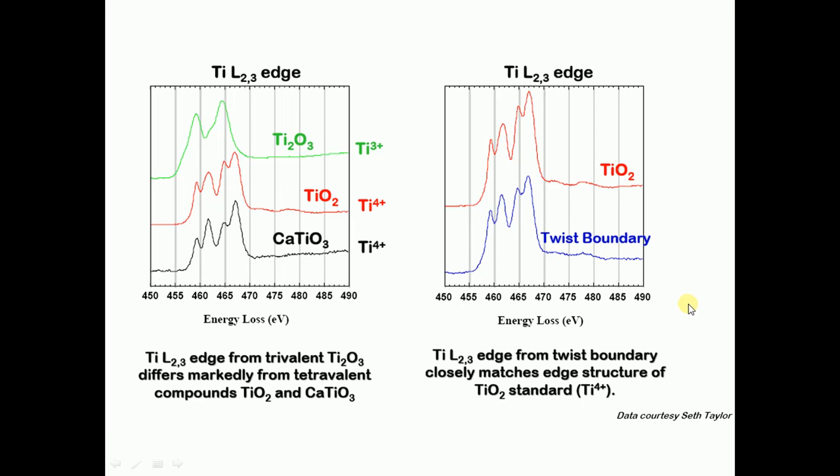It is possible to study the environment of the atoms. For example, if titanium is in Ti2O3, then peak positions are somewhere here. If it is in TiO2, we have different four peaks and the positions are different. And in CaTiO3, the peak position differs. So it is possible to locate the valence state of the Ti, Ti3+, Ti4+, with the help of EELS. Even a twist boundary can be studied in TiO2.